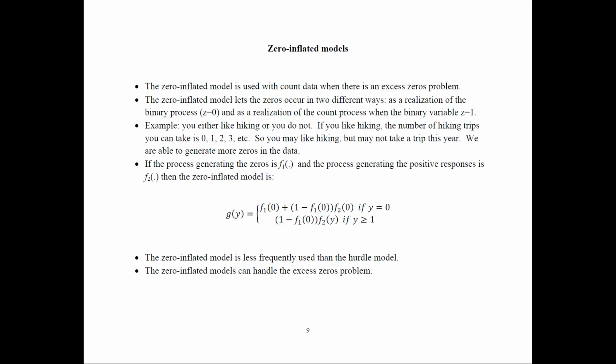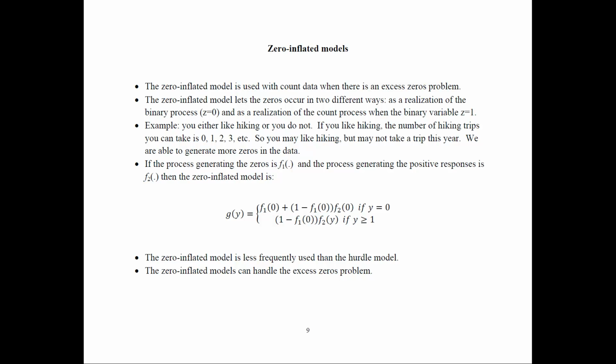So let's consider this example. You either like hiking or you don't. If you don't like hiking, then you're not going to be going on any hiking trips, I assume. But if you do like hiking, the number of hiking trips that you can take is 0, 1, 2, 3, and so on. So you may like hiking, but you may not take a trip this year. You might not have a vacation, or something else might come up, you might be busy, and so on.